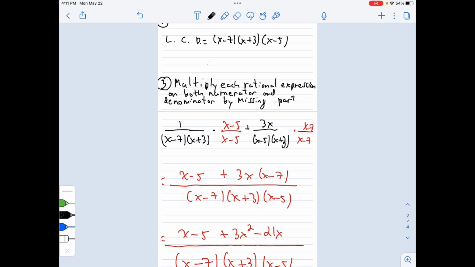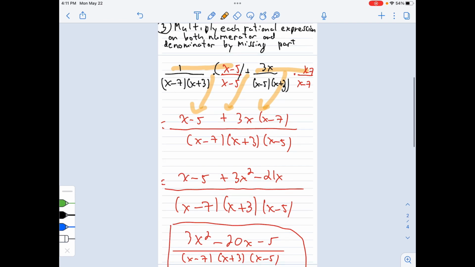What I did was write this as one single fraction now. I'm referring to this expression right here that I just highlighted. That common denominator is x minus 7 times x plus 3 times x minus 5. I took 1 times x minus 5 and put that down here, and then 3x times x minus 7 down here, with the plus sign. Combine everything together as such.